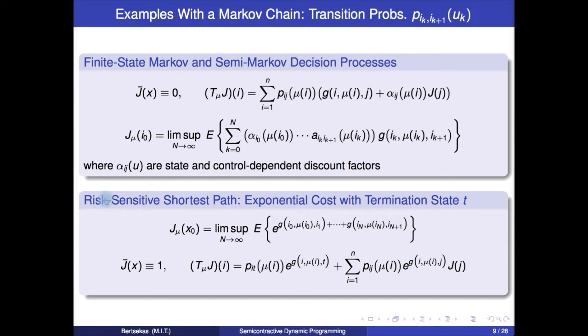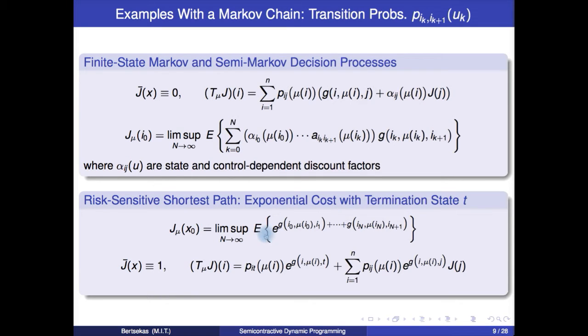Another class of problems involving Markov chains is a shortest path type of problem, but it does not have an additive cost function, but rather an exponentiated cost function. In particular, here we have a termination state t, and the cost of a policy starting at state 0 is obtained by computing the sum of the costs over n periods, exponentiating that, and then taking the expected value with respect to the transition probabilities. And the use of an exponential here has the effect of giving the cost a risk-averse character.